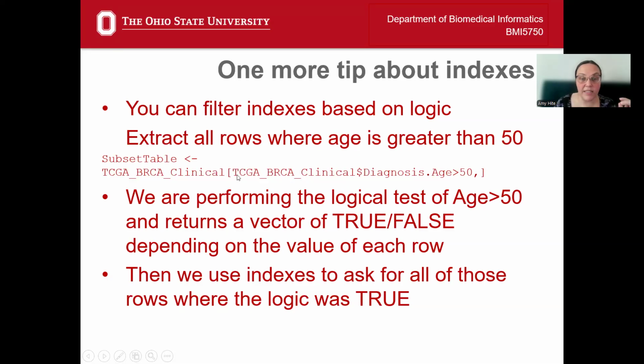And what this does is for every row in our table, it's going to ask a logic test. It's going to say for row 1, is the diagnosis age greater than 50? True or false? Row 2. And then this is going to return a vector of trues and falses. And it's going to pull out the rows where this logic statement is true. And that's what gets saved out as the subset table.